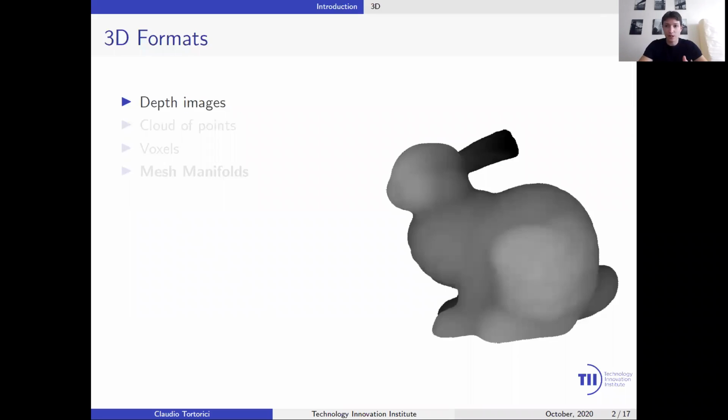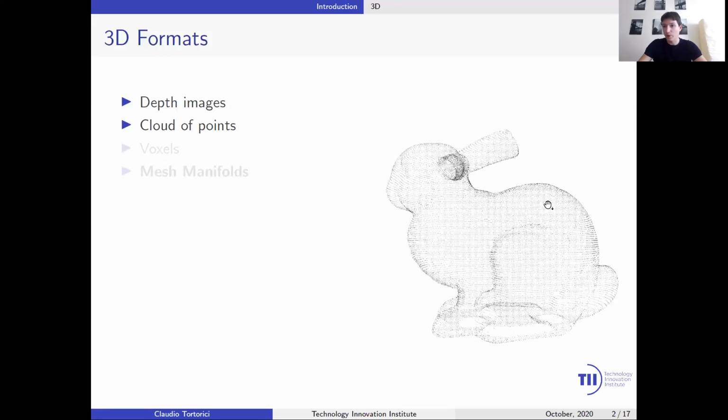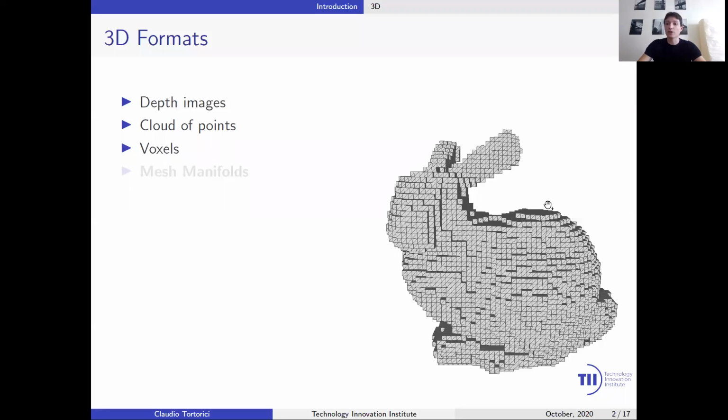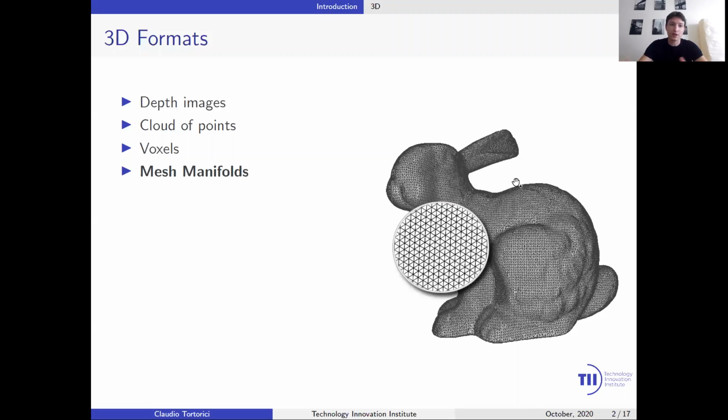3D information can be represented in several ways. We have depth images that aim to represent the depth information using a gray level scale on a standard 2D image. We have clouds of points that are a real 3D means to represent the 3D information, where all the points are represented by their 3D coordinates. We have the voxels that are the 3D counterpart of the 2D pixel, and we have the mesh manifold that are clouds of points where all the points are connected by polygons.